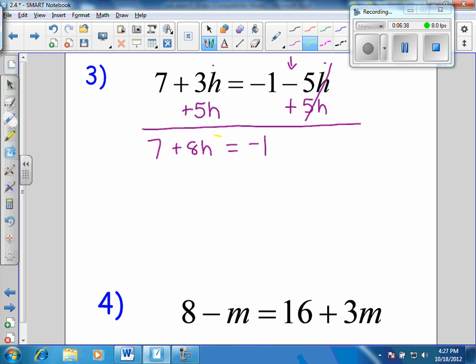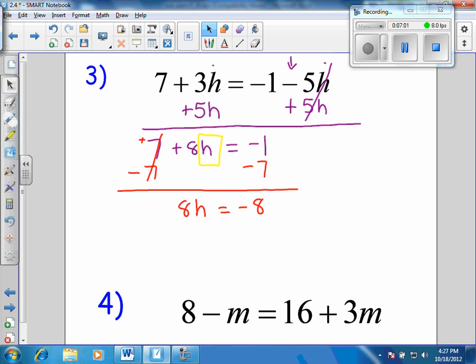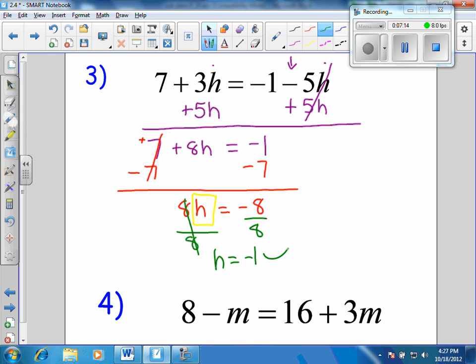Now we're back to the 2-step problem, where I'm going to isolate h. So in order to do that, I have to do the opposite operation. Remember, this is a positive 7, so I'm going to subtract 7 from both sides. This cancels out, so I have 8h equals -8. I'm solving for h, so I divide both sides by 8, and then I get h equals -1.